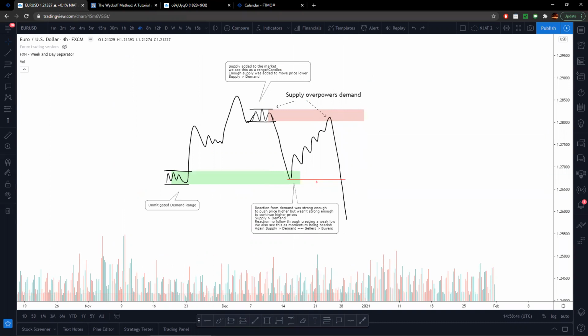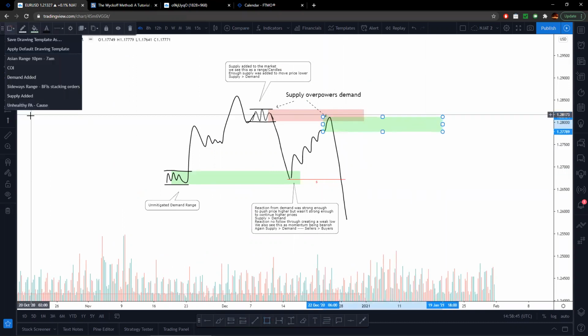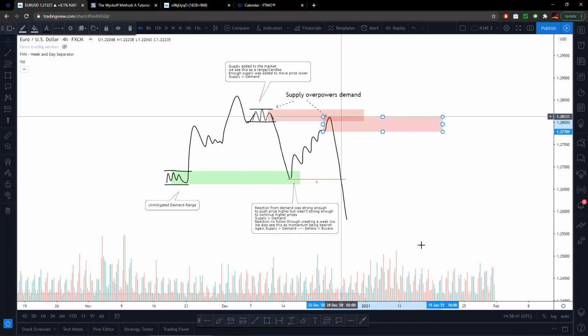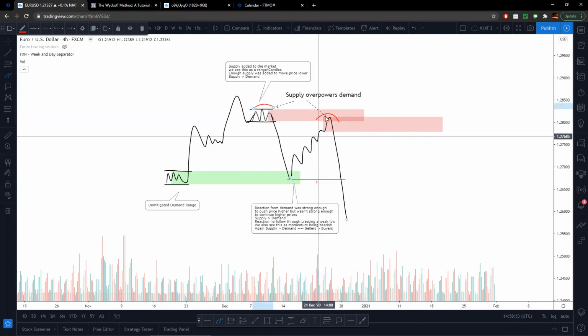And essentially then this will be a new range, creating more supply in the market, because at this point there was more supply than there was demand. So then we get a new range that obviously creates that strong high. So obviously strong high, price never broke, new strong high, being more supply added to the market.